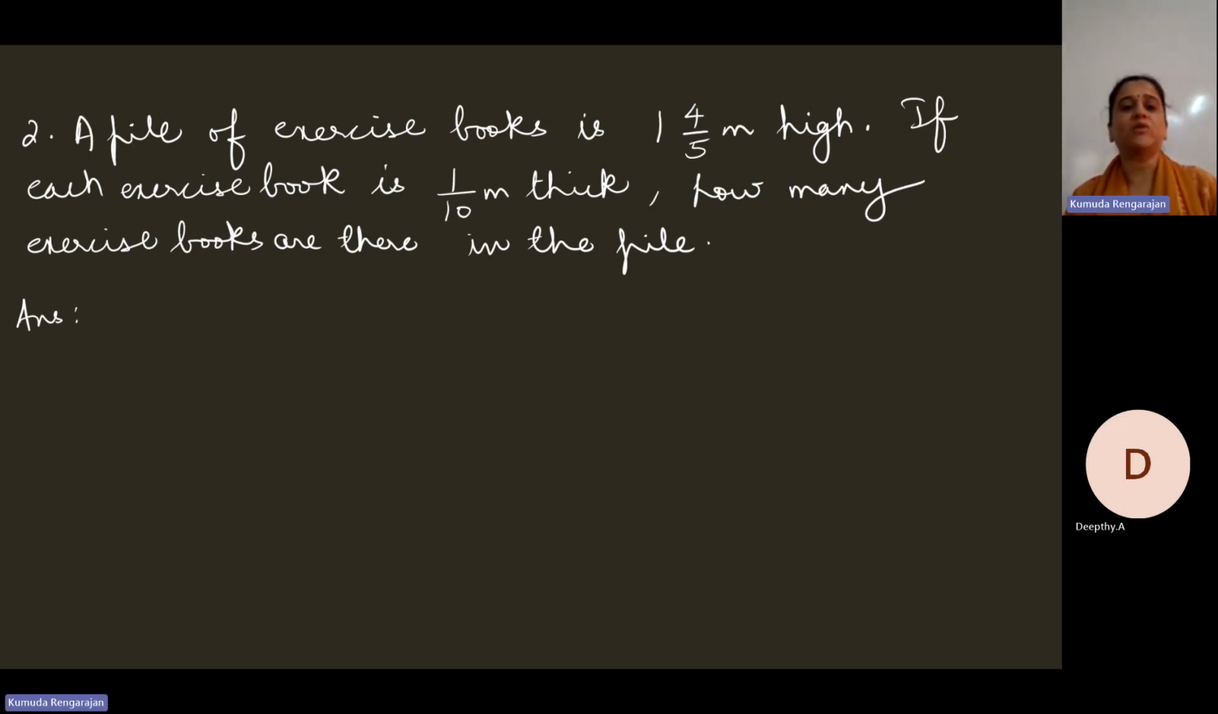Same thing here. A pile of exercise books is 1 4/5 meters high. So many meters thick it is. If each exercise book is 1/10 meters thick, how many exercise books are there in the pile? To find the number of books, you'll have to divide.